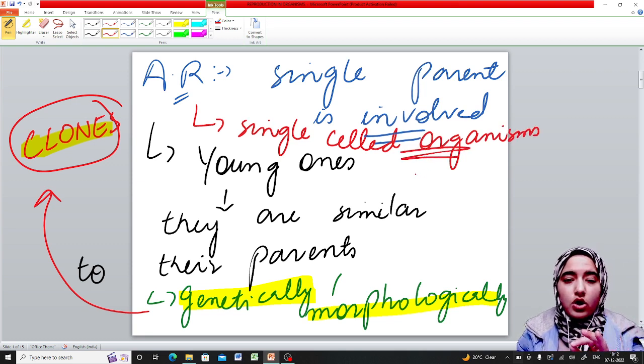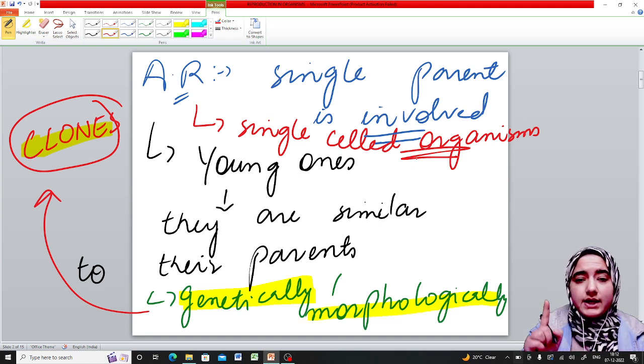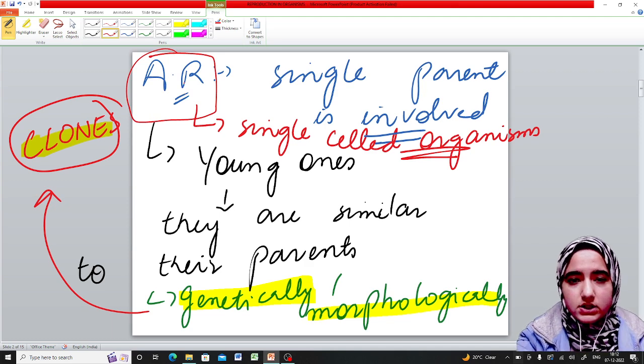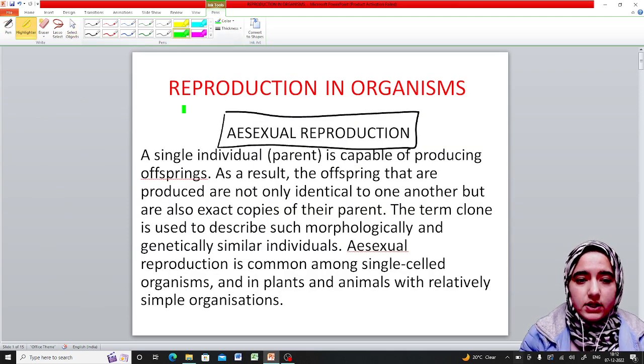Moreover, it is common among organisms that have the simplest organization. Like if I talk about human beings or animals or complex plants, they never undergo asexual reproduction, because we are complex organisms, and inside us only sexual reproduction takes place. So asexual reproduction doesn't take place inside complex organisms. I hope this concept is clear. We will see the theory.